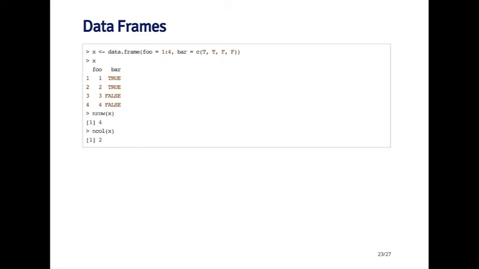So when I auto print the data frame out, you'll see it prints out the 2 columns, and here the row names, since I didn't specify any special row names, just default to 1, 2, 3, 4 because there's 4 rows. And then when I call the nrow function on x, I see that there's 4 rows, and the ncol function shows me that there's 2 columns.